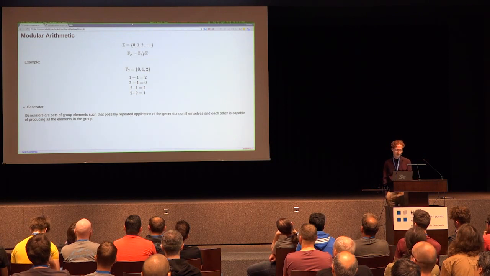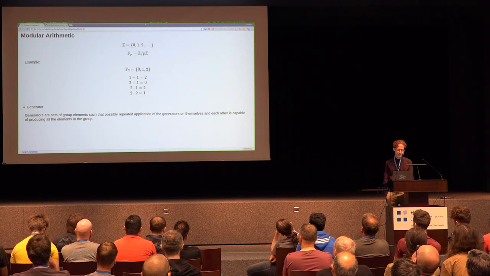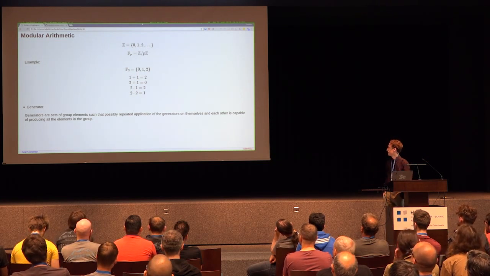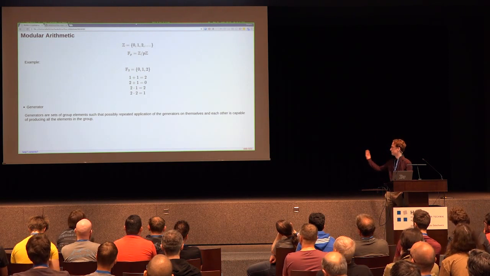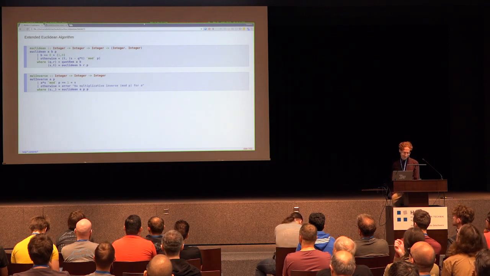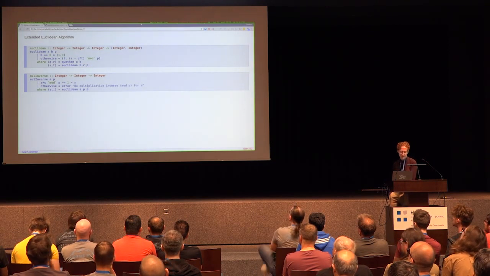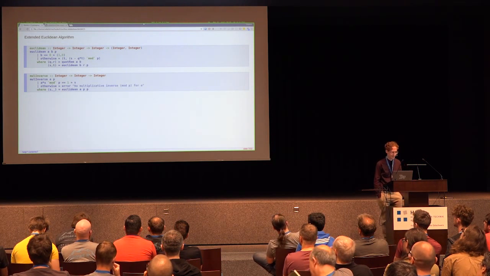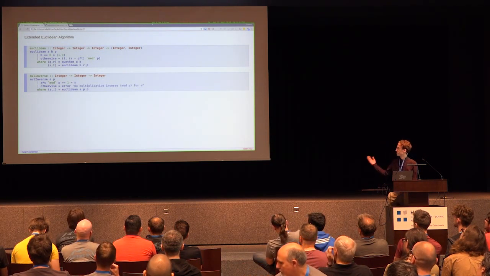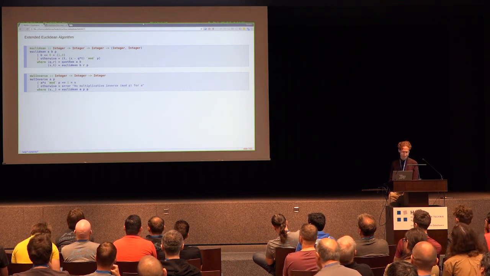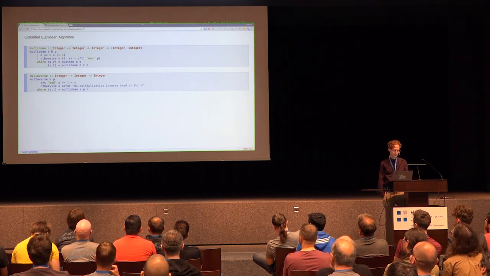I'm sure everybody's familiar with these finite fields where we have the set 0, 1, 2, and so on, and we define our addition and multiplication operations to be just modulo the prime. Importantly, to calculate inverses for modular arithmetic, we need the extended Euclidean algorithm, which is well understood to produce inverses modulo the prime.